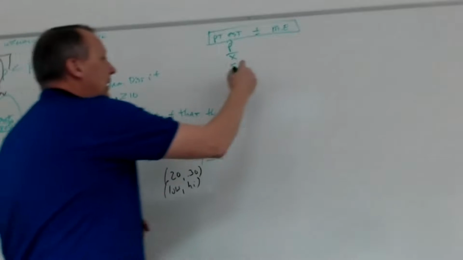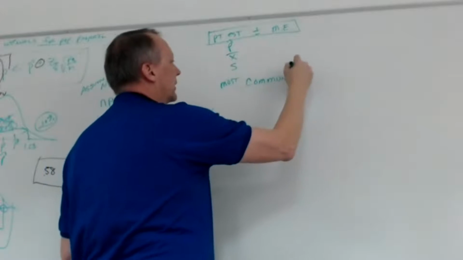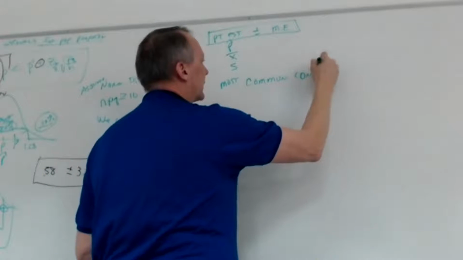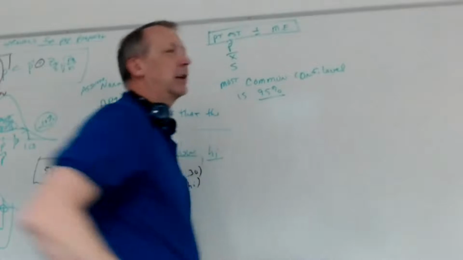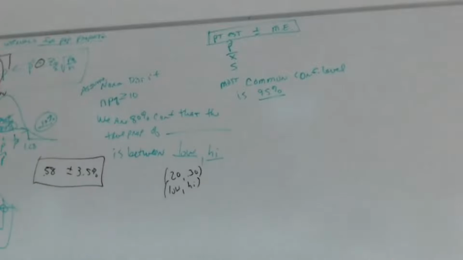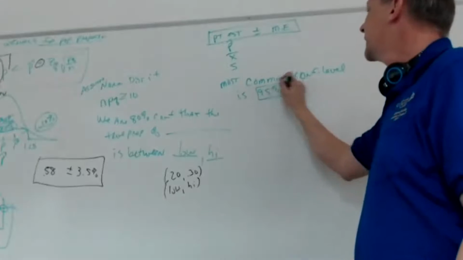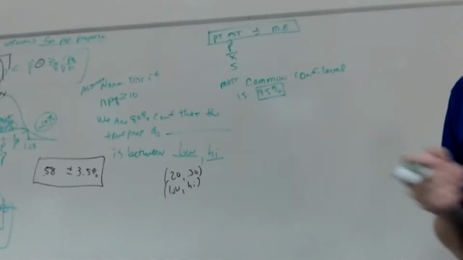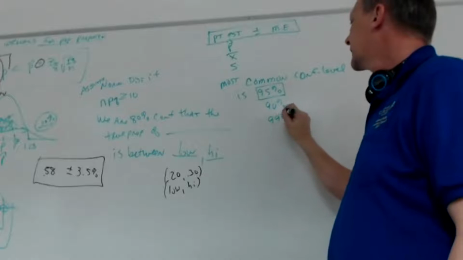The most common confidence level is 95%. You can think of that as about 2 standard deviations. If I forget to ask you, like I say I want you to create a confidence interval, and I don't tell you what I want the significance level to be, assume that 95% is what I want. That's the most common. Other common ones are 90% and 99%.